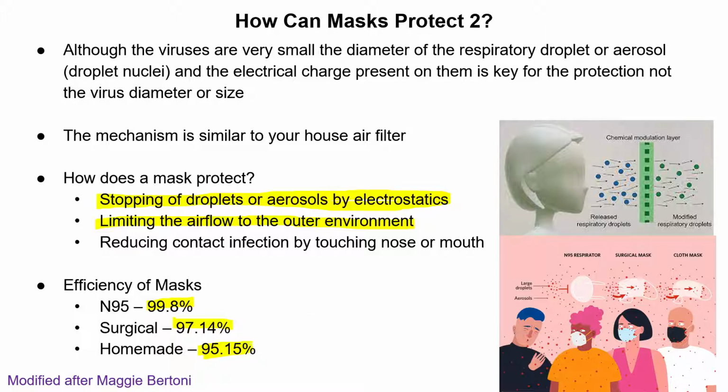That does not mean that 95% of the virus is contained by the mask. Remember that what we mean by the efficiency right here is the chances of getting past the mask to infect someone, that's basically what it is. So this is the basic principle of that.